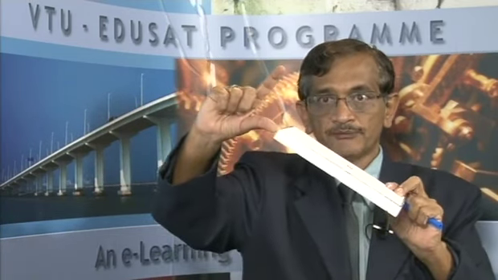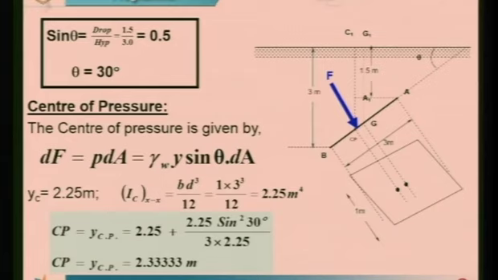We will calculate. First we will calculate the inclination. You can see the drop is how much? It is 3 minus 1.5. Can you calculate? Drop is 1.5. I repeat, the drop is 3 minus 1.5. What is this height? This is actually 1.5. Is it okay? Then what is the hypotenuse? It is the length of the plate.